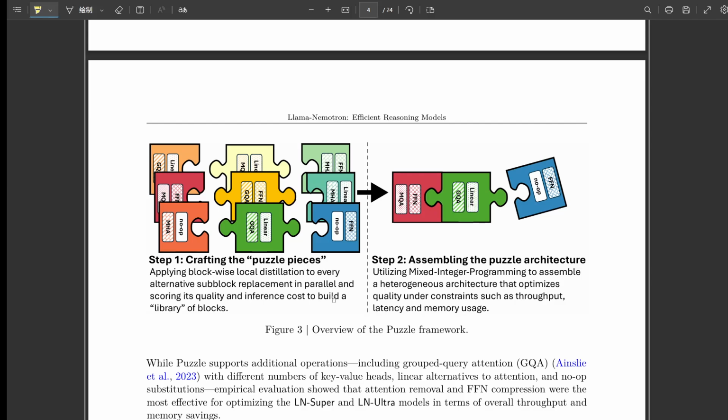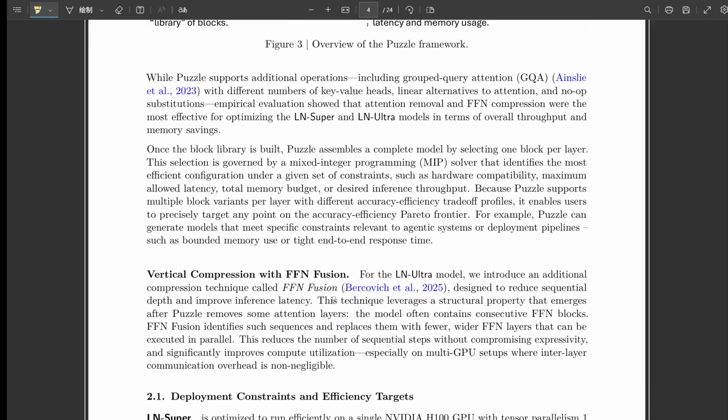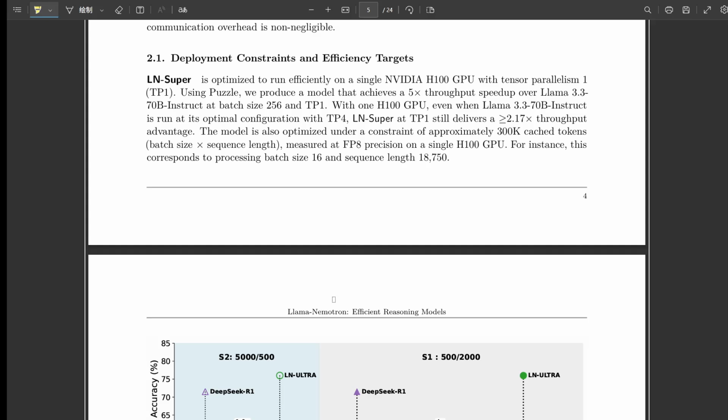Whoa, removing attention. That sounds drastic. It can be, yeah. It definitely cuts compute and the memory needed for the KV cache, which is a big bottleneck. Right. They also talked about changing the dimensions of the feed-forward network, the FFN part, essentially compressing it. But, as you'd expect, making blocks more efficient like this can sometimes slightly reduce the model's output quality. It's always a trade-off. Okay, that makes sense. So you have this library of efficient but potentially slightly less capable blocks. How does Puzzle pick the right combination for the final model, especially considering hardware limits?